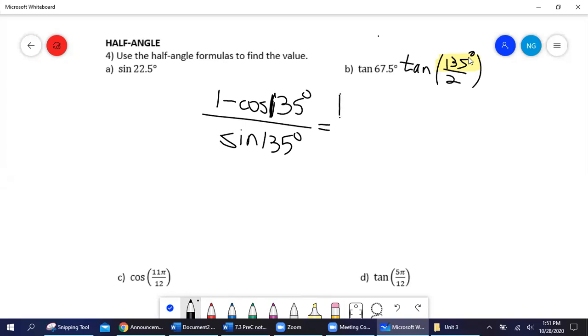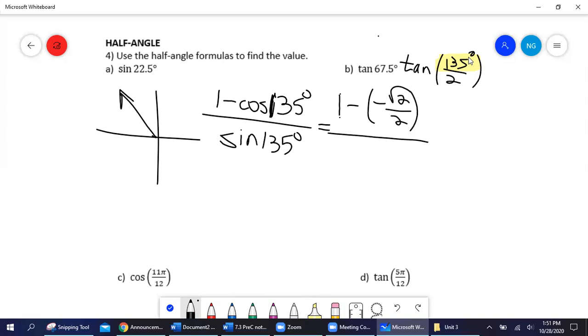So the cosine of 135, well, that's a 45 degree in the second quadrant. Remember, cosine is negative in that quadrant, so it's actually 1 minus negative root 2 over 2. The sine in the second quadrant is positive, and it's also root 2 over 2. So I've got 1 plus root 2 over 2 all over root 2 over 2.